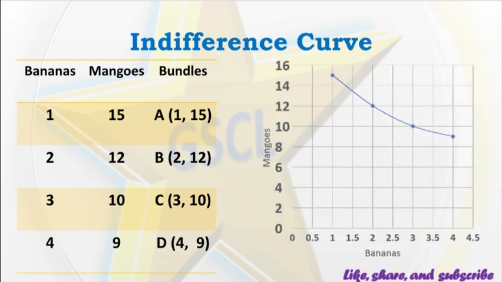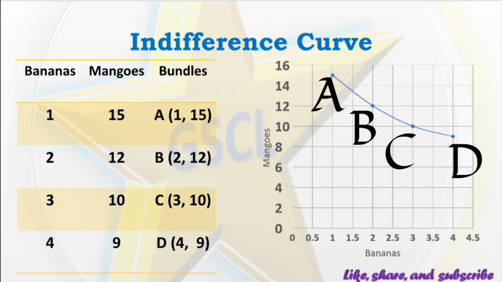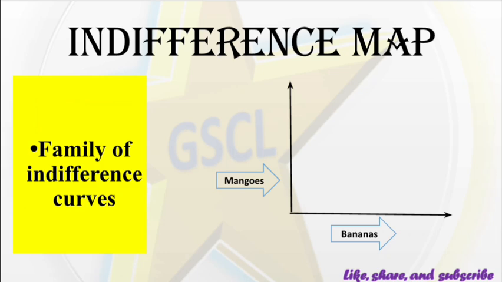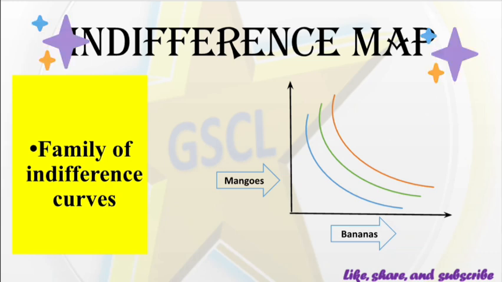A graph could be drawn to represent the different consumption bundles A, B, C and D, while the x-axis represents bananas and the y-axis represents mangoes. At all points, the consumer is deriving the same level of satisfaction. The graph drawn using the consumption bundles is called an indifference curve. When more than 1 indifference curve is represented on the same graph, it gives rise to a family of indifference curves. This family of indifference curves is known as an indifference map.